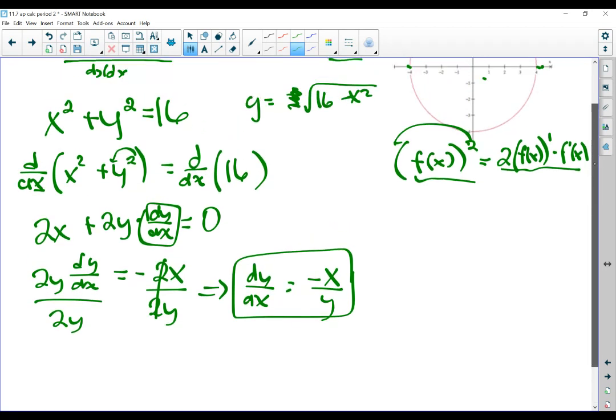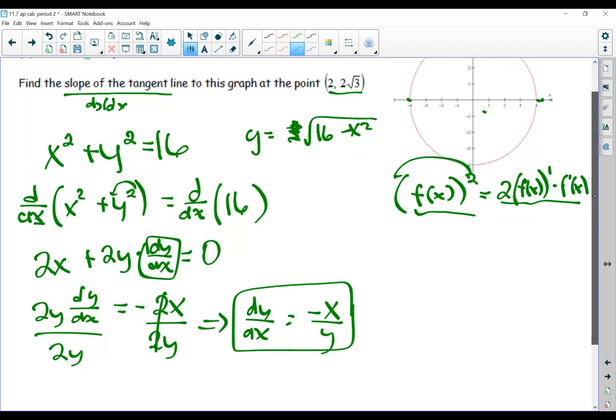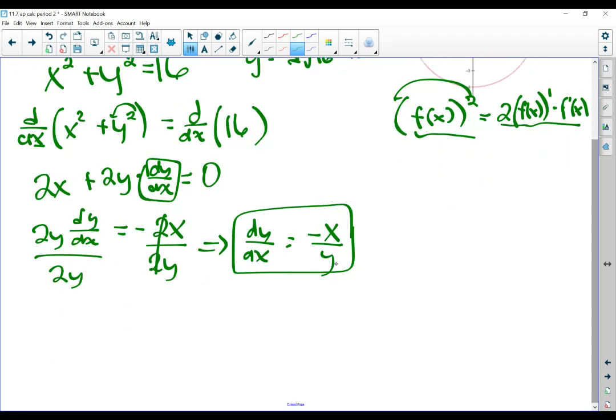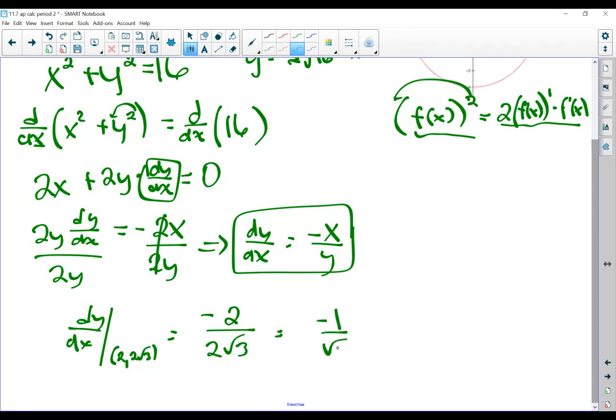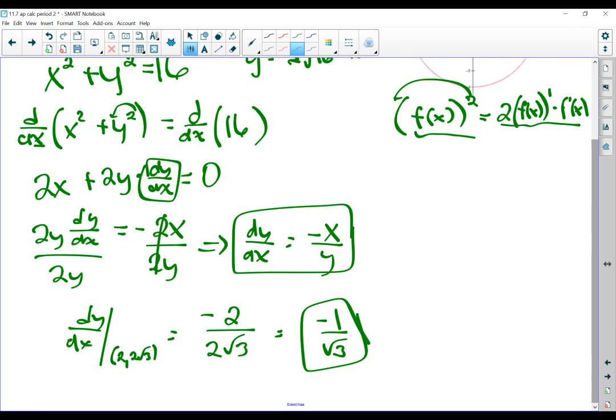The biggest difference between implicitly defined derivatives and explicitly defined derivatives is that explicit derivatives are always just in terms of x. Implicitly defined derivatives can be in terms of x and y, okay? So that tells me that if I want the slope at the point (2, 2√3), I need to plug in both the x coordinate and the y coordinate to find the slope. It gives me negative 1 over root 3, or negative root 3 over 3 if you want to rationalize it, which seems reasonable. And that's how you would do it.